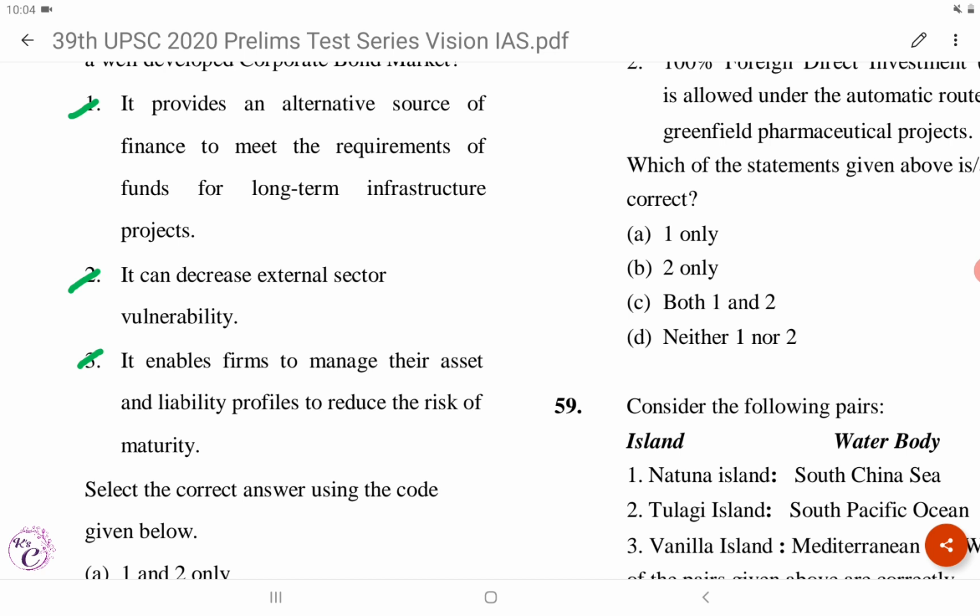It provides an alternative source of finance and supplements the banking system. So it supplements the banking system to meet the requirements of the corporate sector to raise funds for long-term investment for infrastructure. It is believed that this segment acts as a stable source of finance when the equity market is volatile, and also enables firms to tailor their asset and liability profiles to reduce the risk of maturity. It also helps in the diversification of risk in the system.